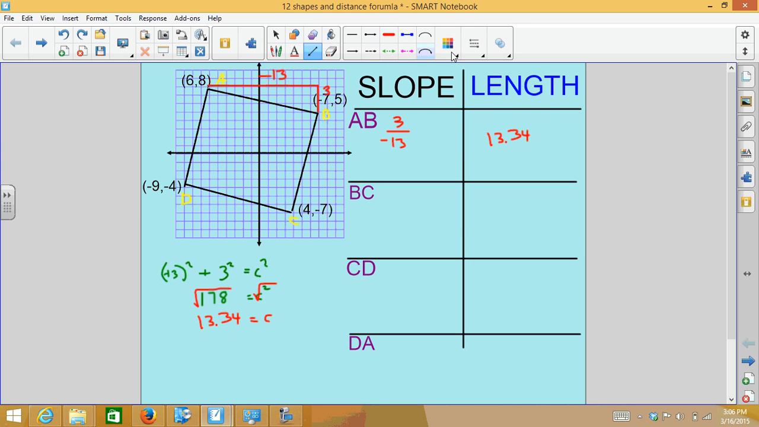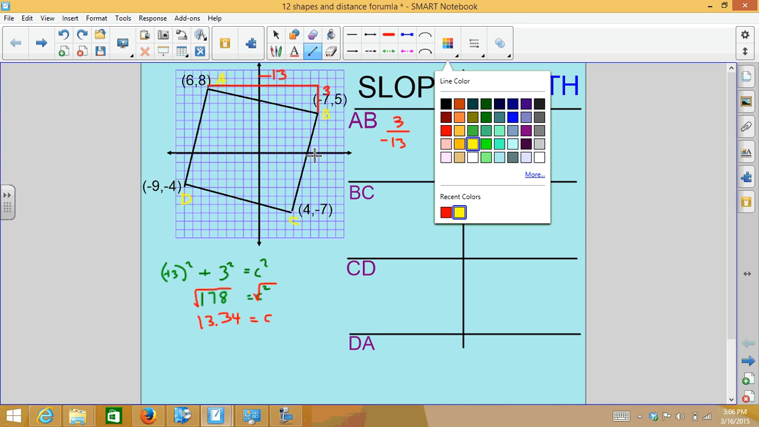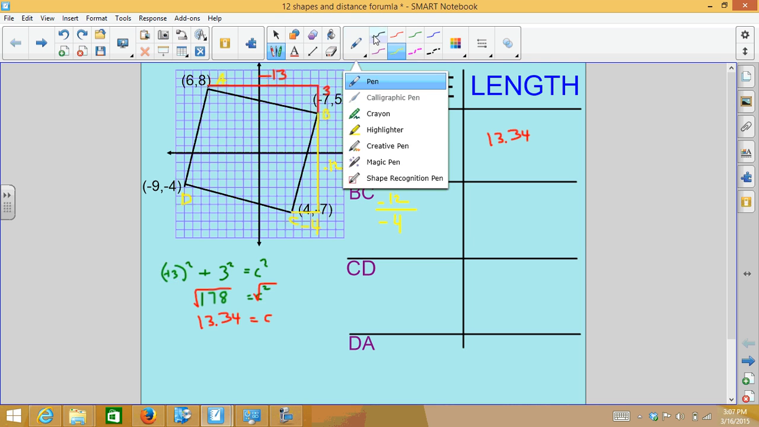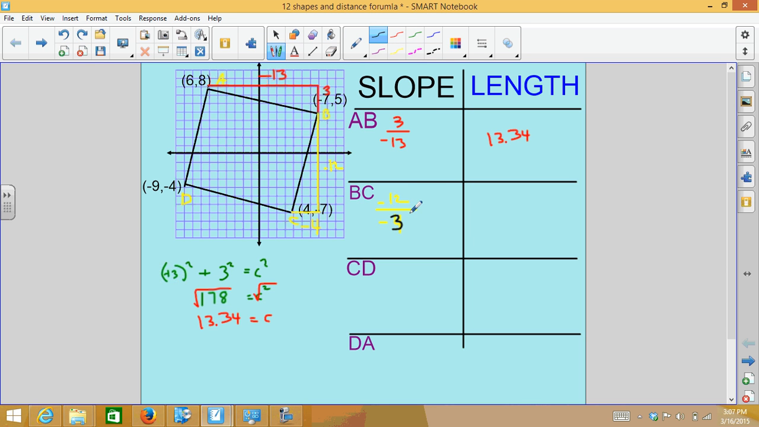Okay, so on this one, we are trying to find the slope of BC and then the length of BC. So here's our BC. So the slope from B down to C, you'd have to go down 12 and to the left 4. That yellow is pretty nasty to see, but down 12 and to the left, oh, that's supposed to be 3. Down 12 and to the left 3.